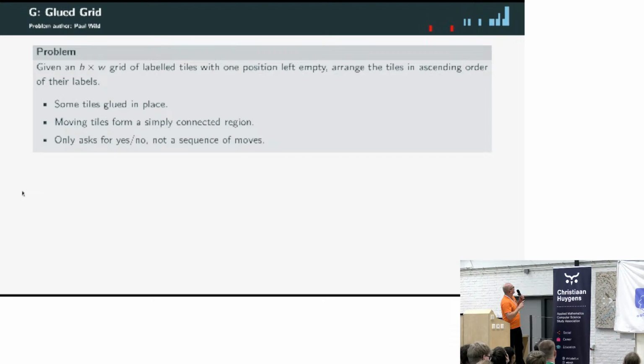The other generalization is that some tiles are glued in place. Fortunately, they're in the correct place, but it limits the movement of all the moving tiles. And we made some guarantees to make it possible to solve that problem. We'll see about that later. That the moving tiles form a simply connected region. First of all, it's connected. Second of all, simply connected means there are no circles of moving tiles around a block of glue tiles. So all the glue tiles are connected to the border of the board. And one more thing that becomes important later is the problem only asks for yes or no, and not a detailed or explicit sequence of moves.